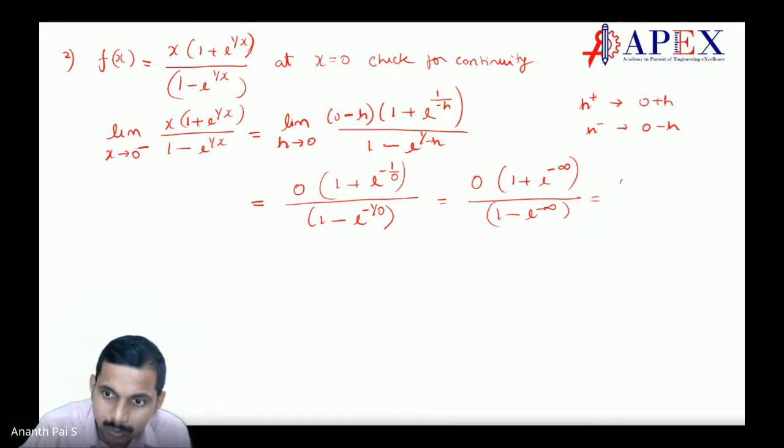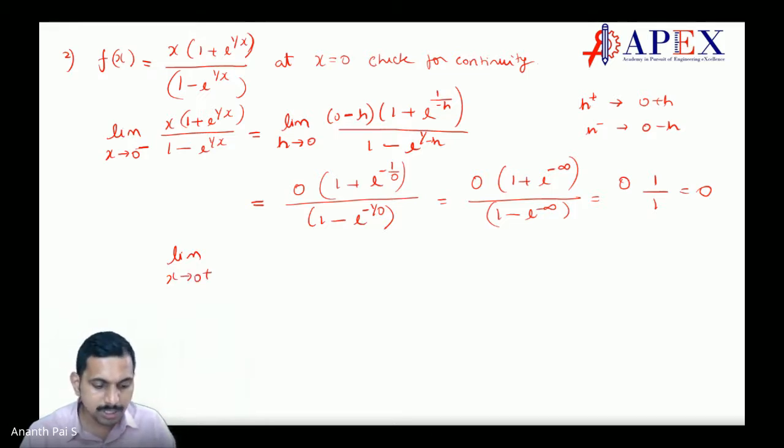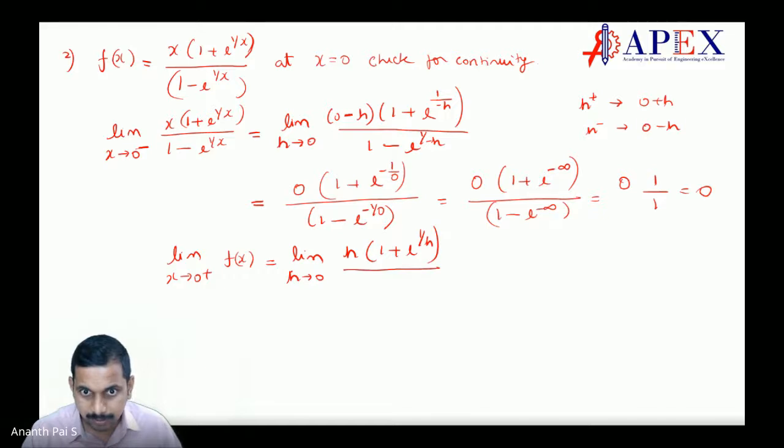So it is 0 into 1 by 1, which is equal to 0. Make sense? Similar way, find out the limit x tending to 0 plus. What is the limit as x tends to 0 plus of f of x? It is equal to the limit h tending to 0 of h into (1 plus e power 1 by h) divided by (1 minus e power 1 by h). Can we find out what that is, students?